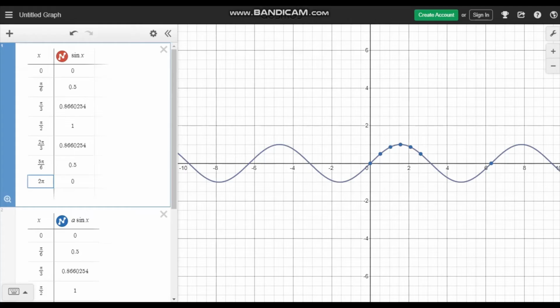Specifically, we're going to be talking about a transformation of trigonometric functions called a vertical dilation or a vertical stretch. But without further ado, let's get started.